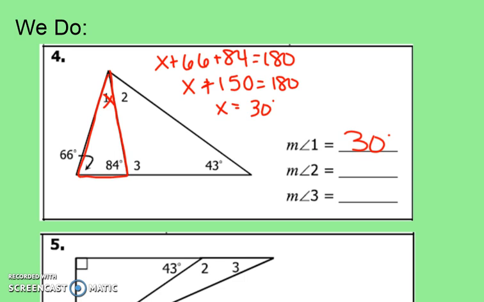Now, from here, if I look at my second triangle, I'm missing 2 different parts. But if I look at these 2 right here, and I'm going to call angle 3 my blue X, they make a linear pair. So X plus 84 equals 180. That means X is going to equal 96 degrees.